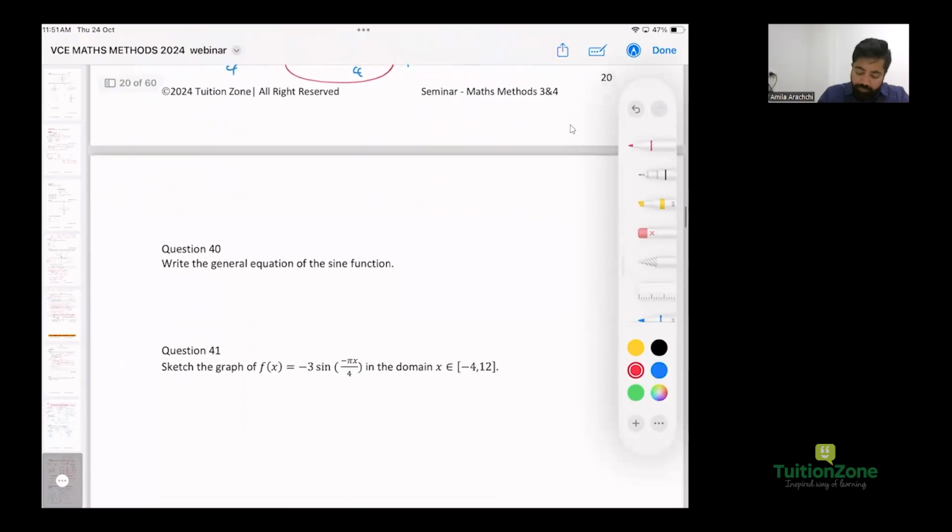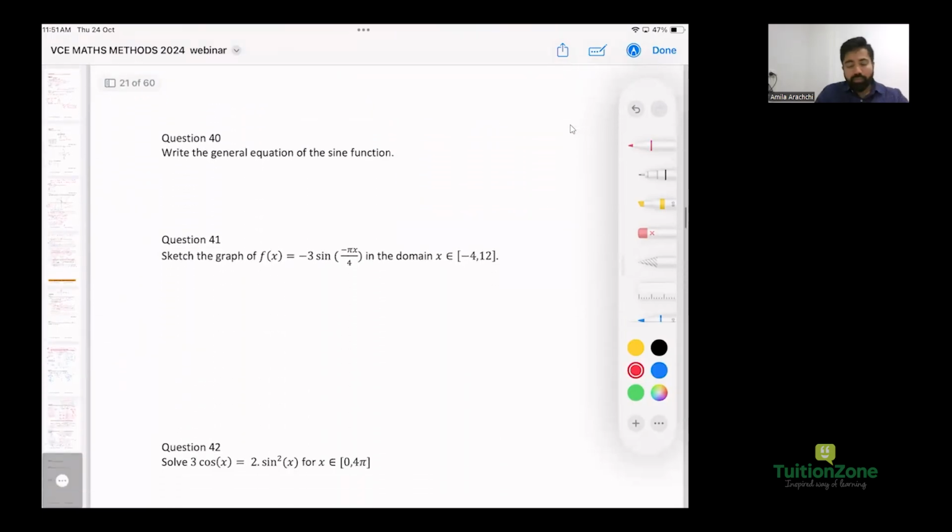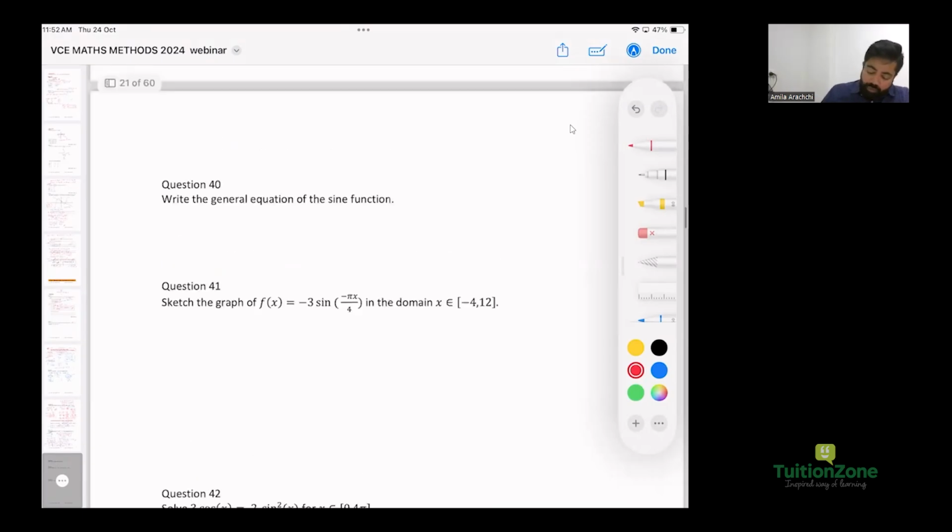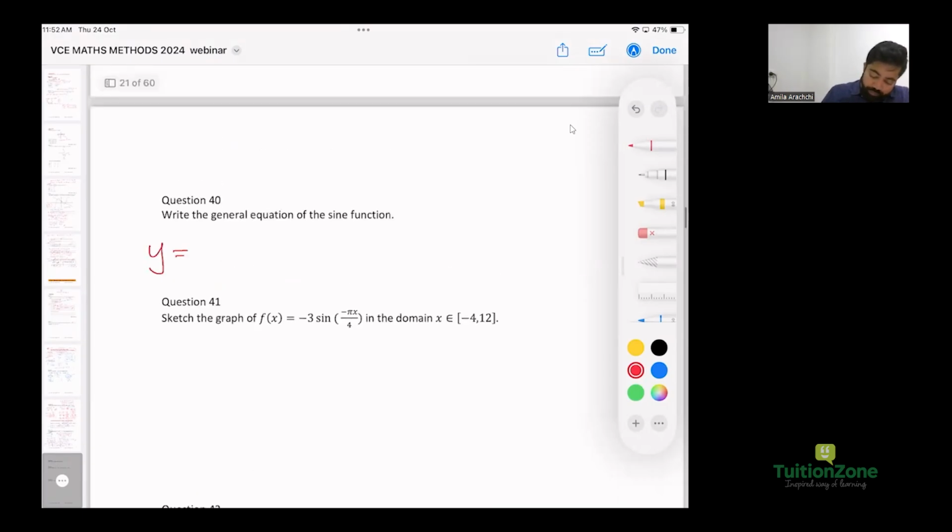Yes, general solutions. I just put one of them just to remind you. How do you write the general solution or general equation for the sine? y equals a sine n bracket x minus b, plus c. Just in case we forgot, because we need the n value to find the period.